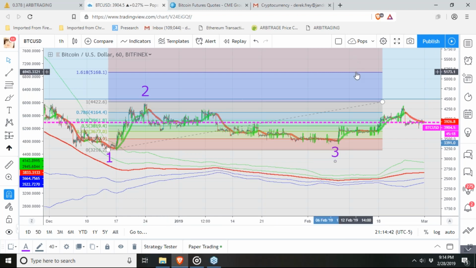And like I already said, our first target would be the 1618 extension, at least for me. So let's just call that 5,200 to make it even. So what's that? 44 to 52. We can all do that math. That's 800. So right away, you know that this is inverted risk to reward ratio.